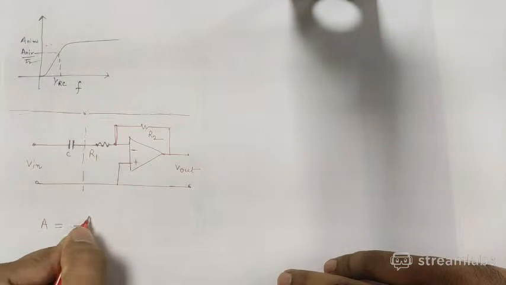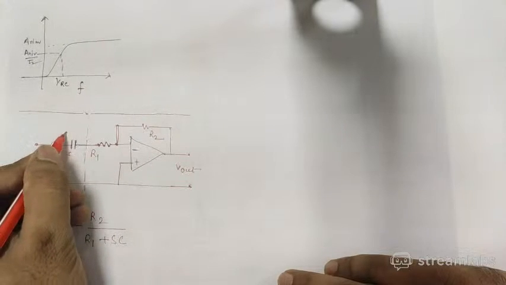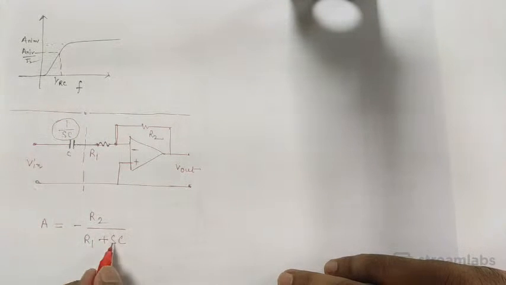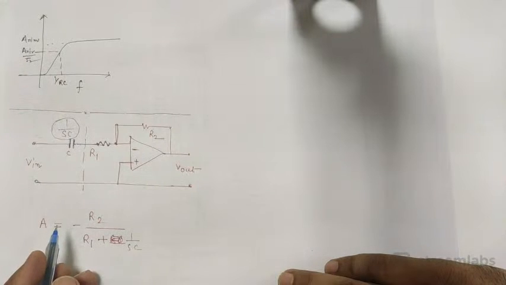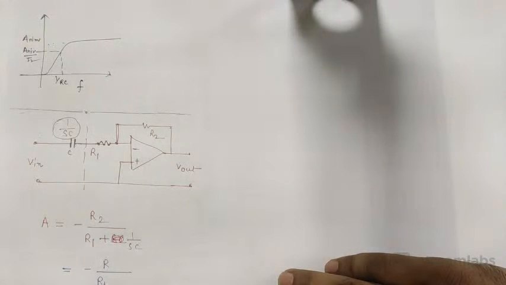So the gain will be minus of R2 upon R1 plus 1 upon SC, isn't it? The impedance of this will be 1 upon SC. So this will be R1 plus 1 upon SC, isn't it? So like this the gain will be like this. So this can be written as minus of R2 upon R1 plus 1 upon j omega C. Yes, correct from here. This one is correct. This is the gain.